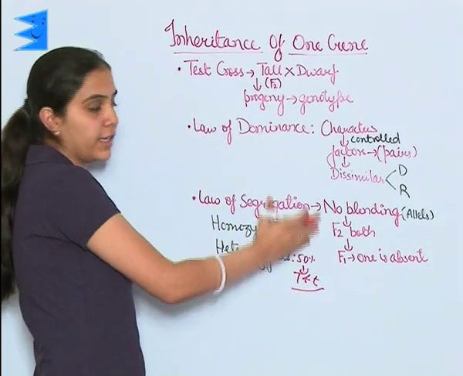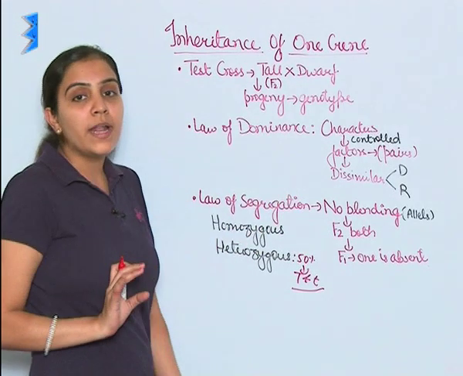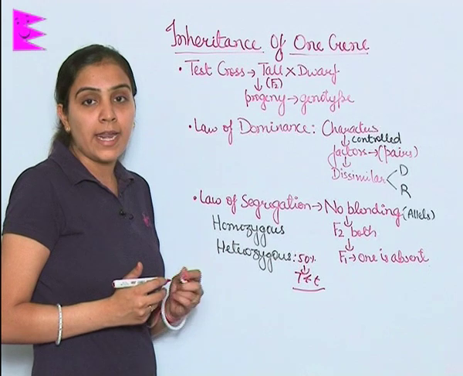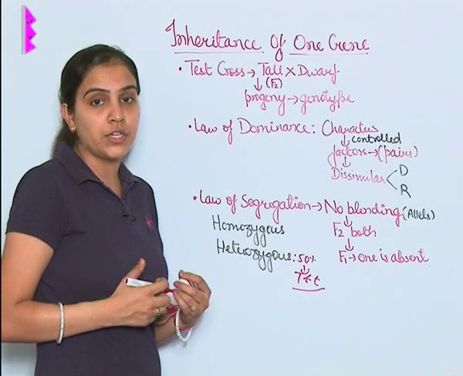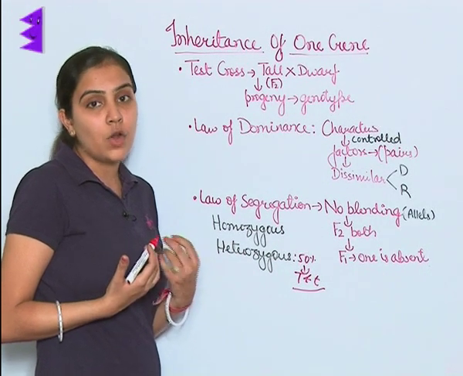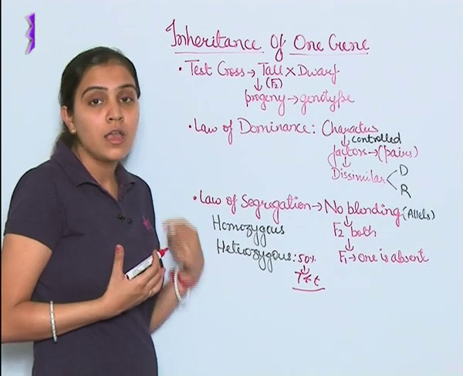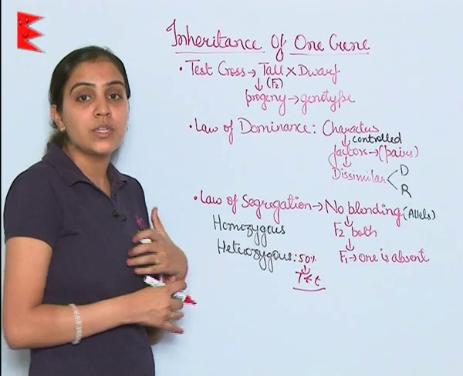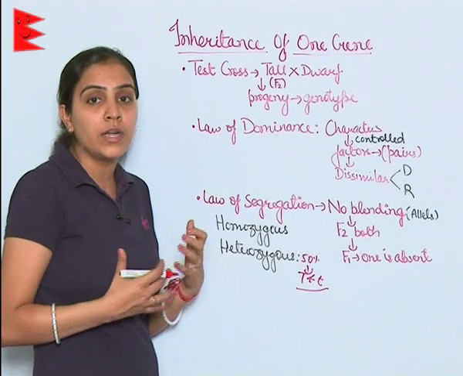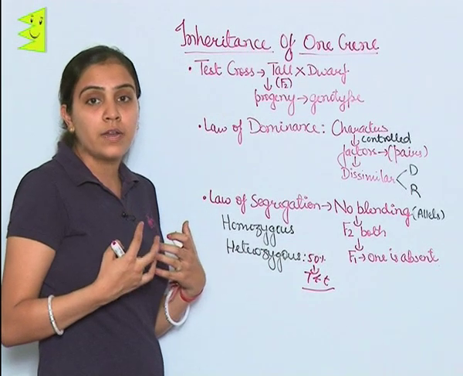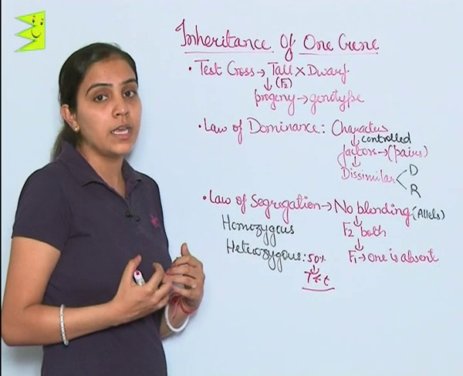So this is the law of segregation, which states that no blending of alleles is found in the F1 or F2 generation. Both characters are recovered in the F2 generation, whereas one character was not present in the F1 generation. And further, when gametes are formed, homozygous parents give gametes which have only one character or trait, whereas heterozygous parents give gametes with both traits or characters present in equal proportion.